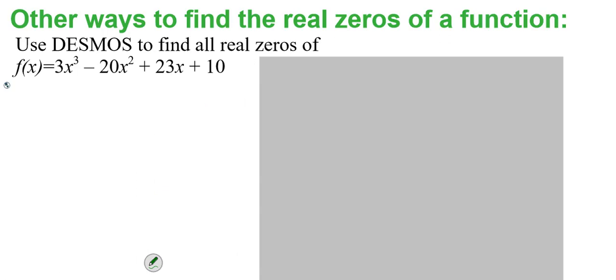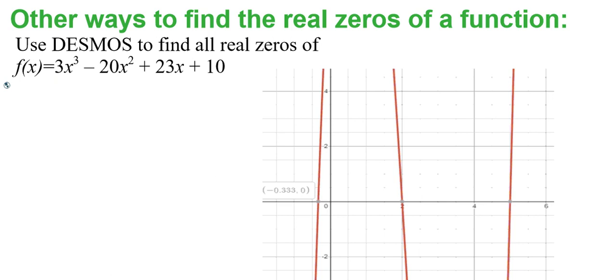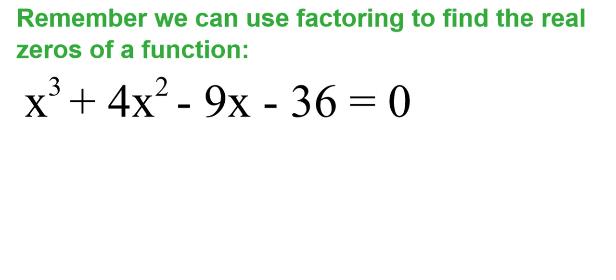Okay, other ways to find the real zeros of a function: go to Desmos, right? Because this is a mess right here. This would take a long, long, long time. We could go to Desmos and we could see that actually the zeros look quite lovely, right? There's a 0 here at x equals 2, there's a 0 here at x equals 5, and there's a 0 at negative 1/3. So that didn't look that bad. All right, let's see what else we're doing today. All right, and remember, we can use factoring to find real zeros.